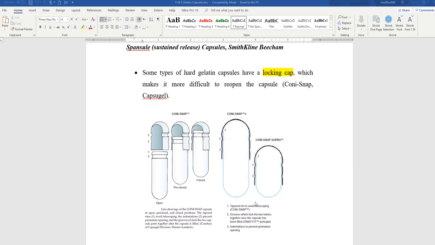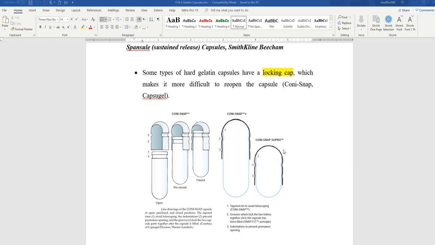Okay, another design, which is the Coni-Snap Supro. What you see here is that actually the cap, this is a special design, the cap is almost the same size as the body. Okay, you see the body and the cap are almost the same. Look, the cap is reaching to the point where the curve starts to form. Okay, what is the use of that? The use of that is to make it difficult for someone to detach the body from the cap.